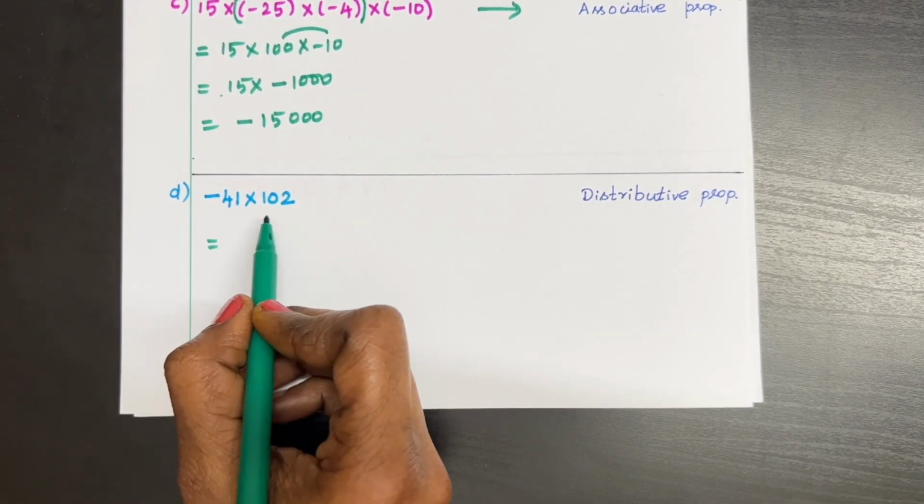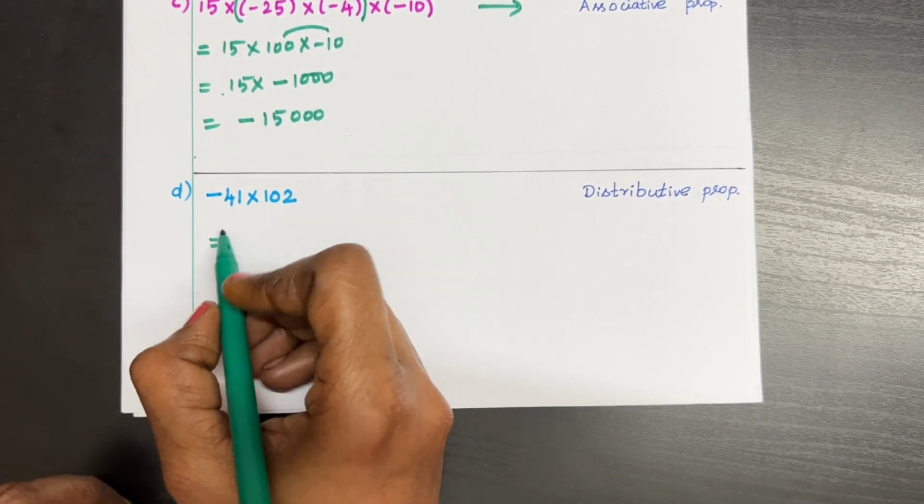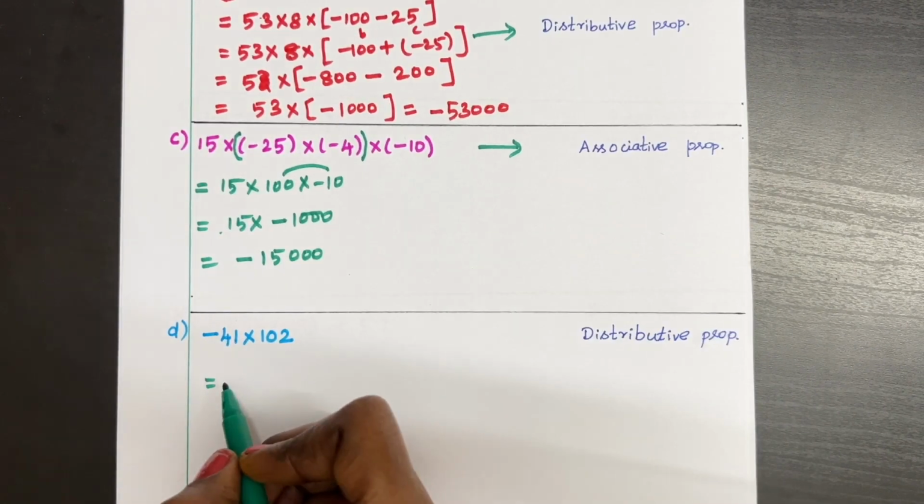D, minus 41 into 102. See, how can we split this 102?